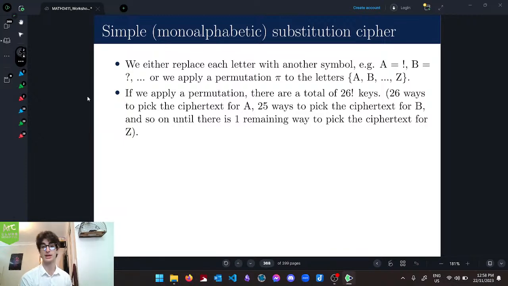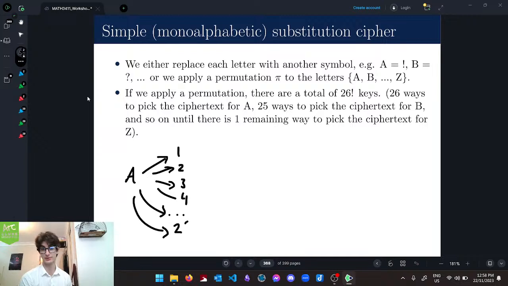So that's 26 ways to pick A. We could assign A to, well, A. We could change it to B. We could change it to C. Maybe I'll say we'll do here 1, 2, 3, 4, all the way through 26 different options.